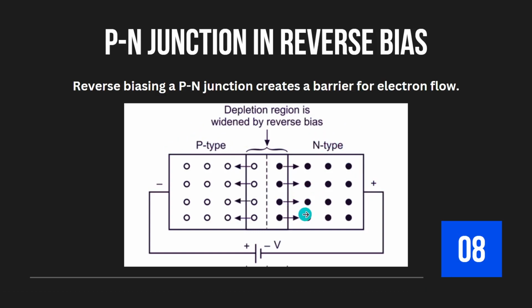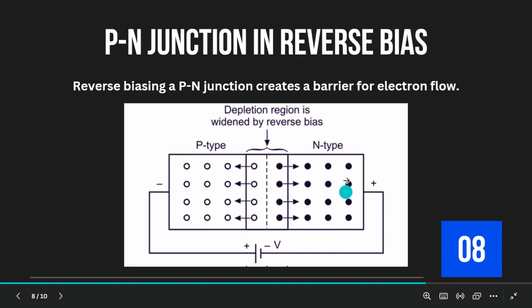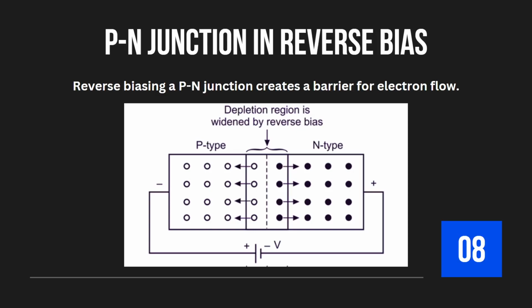What's going to happen is that the depletion region is going to be so thick that it won't allow the current, or the electrons, to flow through the p-type material. That's why the reverse bias is not going to allow the current to flow through the circuit. So that's what reverse bias actually is.